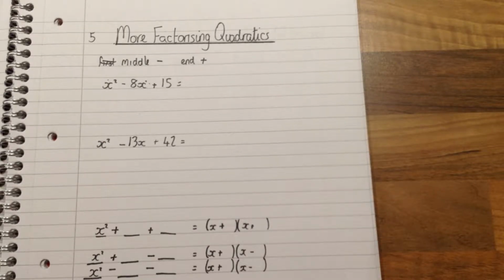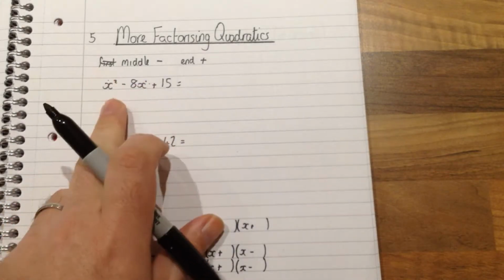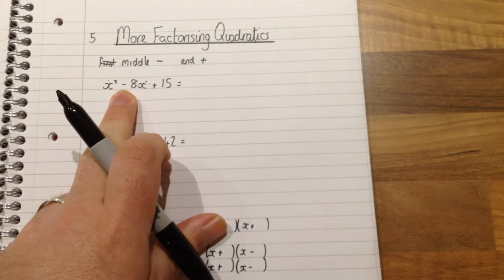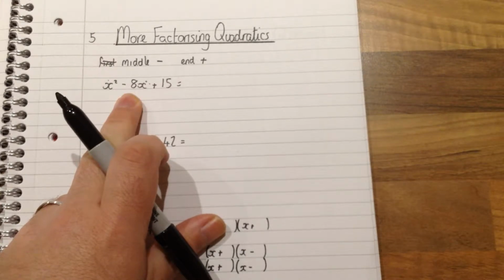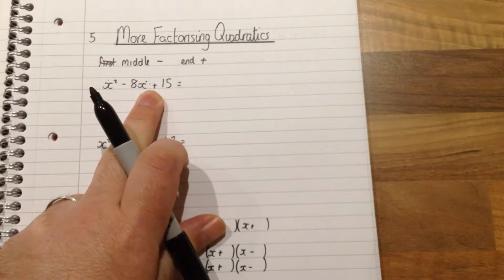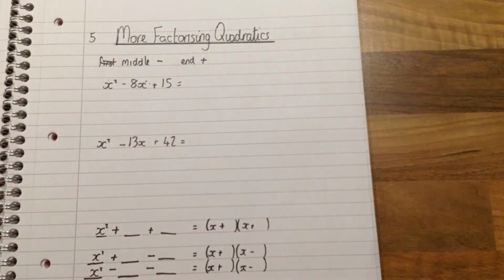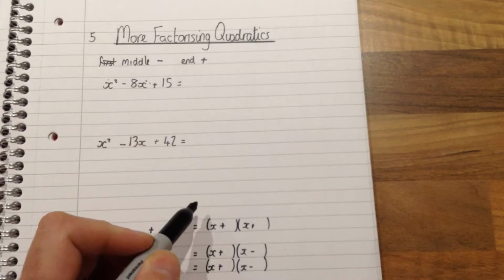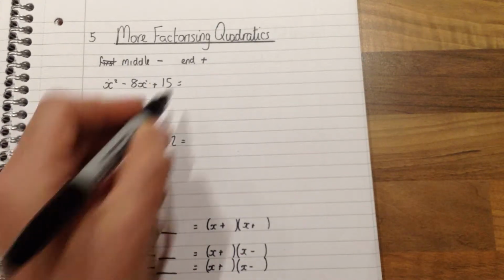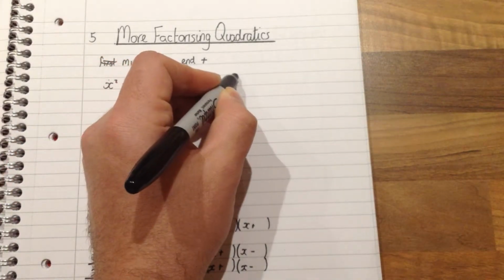The final variation that we've not seen last lesson is where the middle section is a minus, so the x has a minus in front of it, but the number at the end is positive. So again, this is a slightly different style, exact same technique. So x squared minus 8x plus 15, we're going to need double brackets.